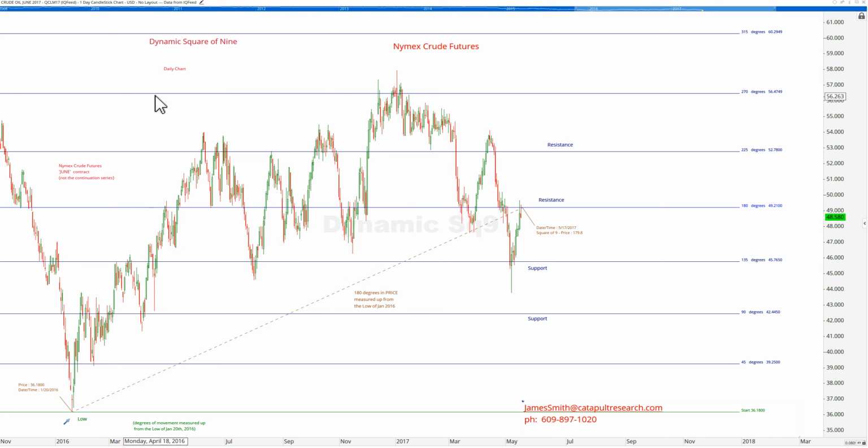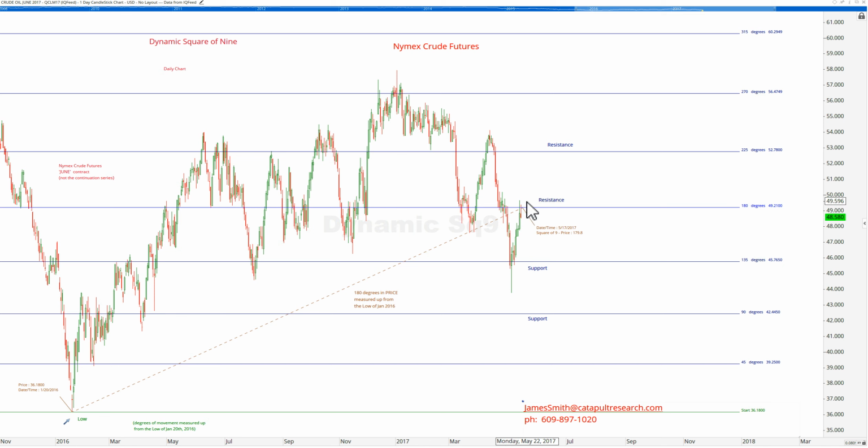Now, if it worked measuring degrees down from high, maybe it will also work measuring degrees up from low. So if we start at a low of, say, 36.18, which was the low back on January 20th, 2016, we measure 45, 90, 135, 180, 180 degrees up from low, and sure enough, we get another high.